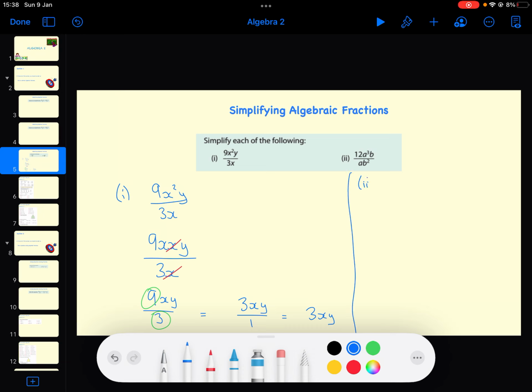For the second example, I'm going to do the same. So 12a cubed b over a b squared. That's a cubed as a a a, and b squared is like b b. I'll start with the a. There's one a in the bottom, so I can cross that off with one a in the top. There's a b on the bottom, so I can cross that off with one b on the top. Then I write out what I have left. So I have 12a squared all over just b. There's no number that will divide into 12a squared and also into b, so I just leave it like that.